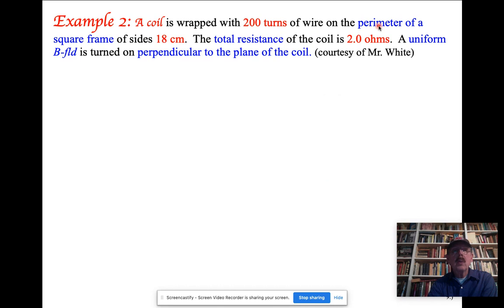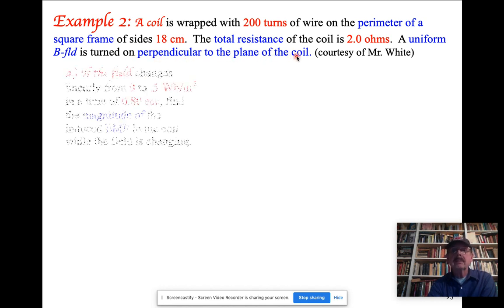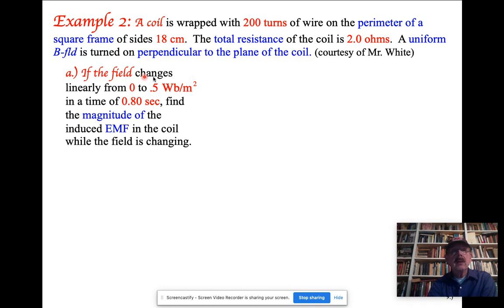It's a square coil, 18 centimeters on the side, which is like 0.18 meters. Total resistance is 2 ohms. A uniform magnetic field is turned on perpendicular to the plane of the coil. If the field changes linearly from 0 to 0.5 Webers per meter squared in the time of 0.80 seconds, find the magnitude of the induced EMF.